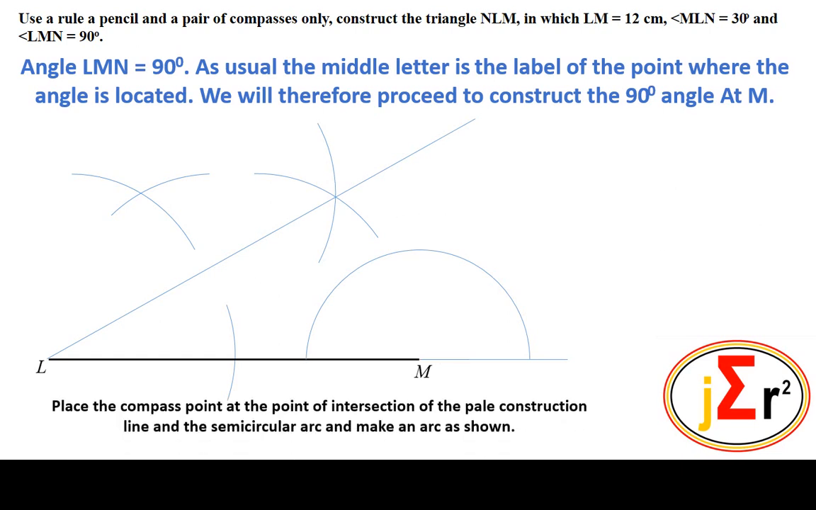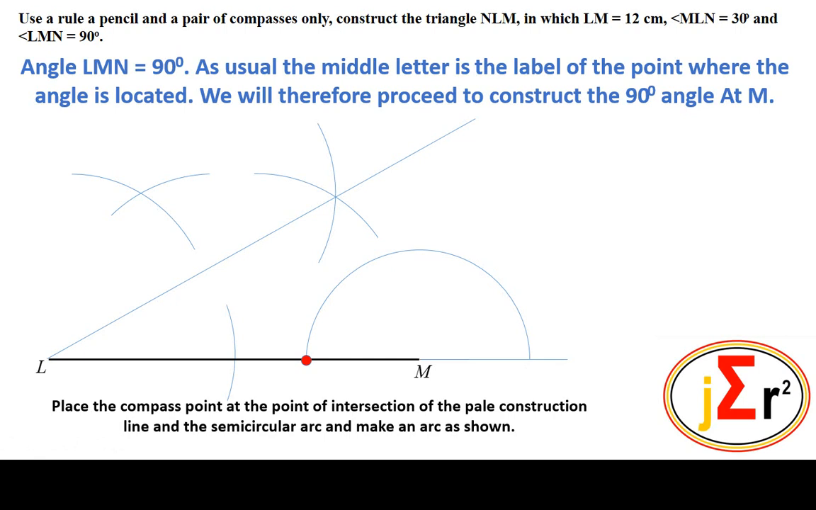Place the compass point at the point of intersection of the pale construction line and the semicircular arc, and make an arc as shown. So, point of intersection of the semicircular arc and pale construction line is right there. So our compass point should be placed right there. However, it is placed on the other side. Eventually, we will place the compass point there and make the other arc.